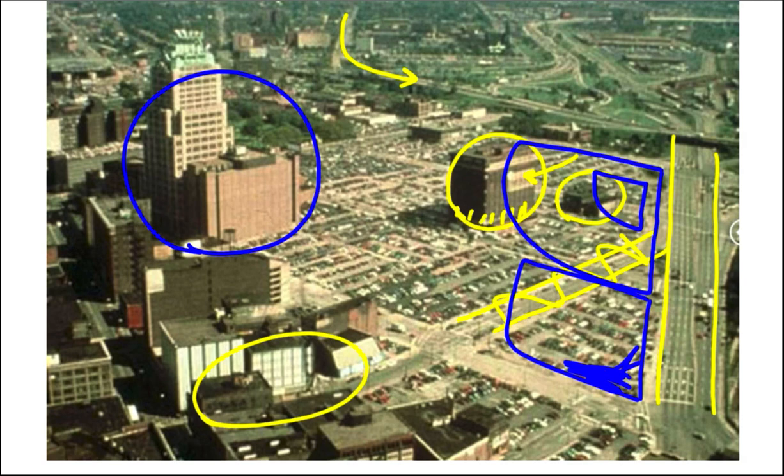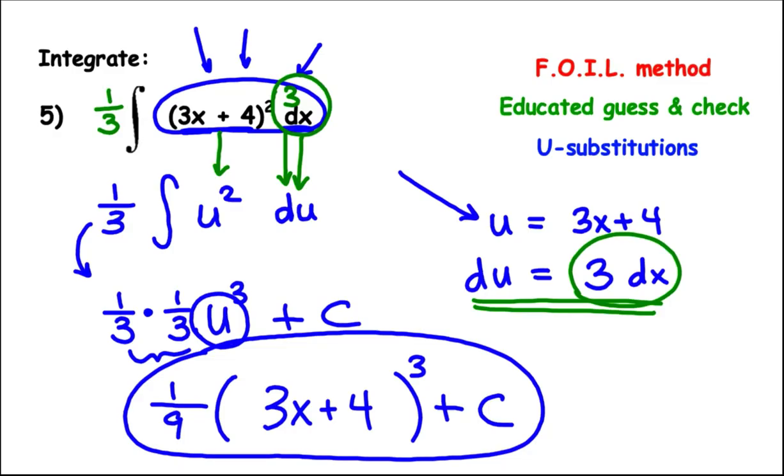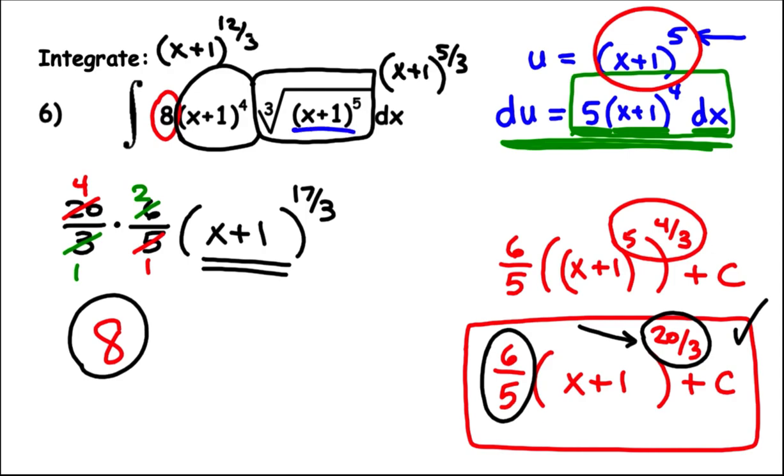And that's exactly what we're doing now. We're taking the nasty stuff out and we're replacing it with something nice. Nobody wants to look at this. Get it out of there. Turn it into a U.